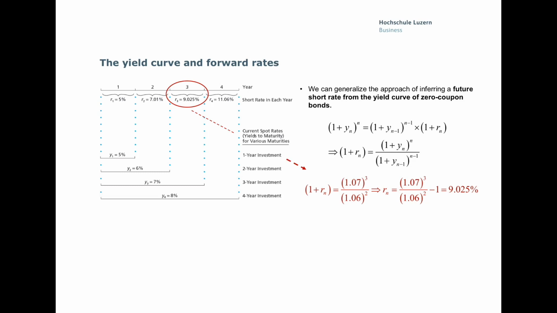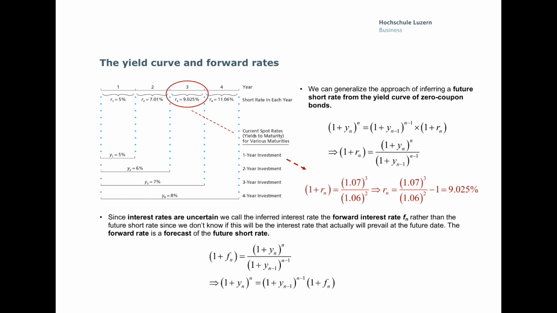Given the observed yield curve, we can solve this equation for the short rate in the last period. The short rate in year 3 is computed using the yield to maturity of year 3 and year 2. Substituting in the numbers implies a short rate of 9.025%.